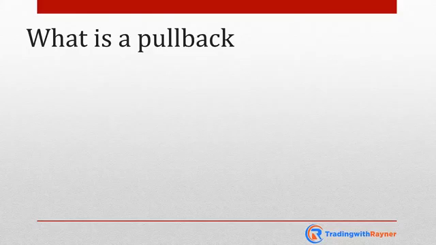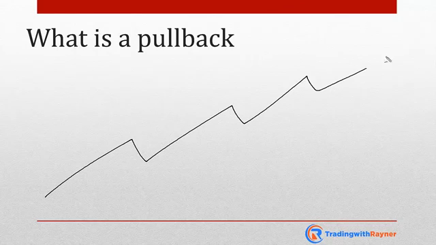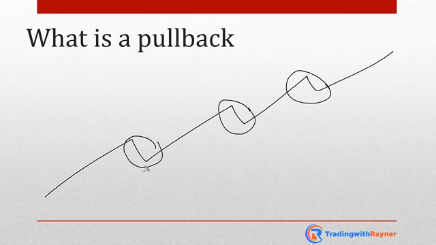So, what is a pullback? A pullback looks something like this, right? If you have an uptrend, then the move that is against the underlying trend, like this over here, and this over here, are known as pullbacks in the market, right? So basically, if you're talking about trading pullbacks, you're entering the trade as the market has traded at a lower price in an uptrend.